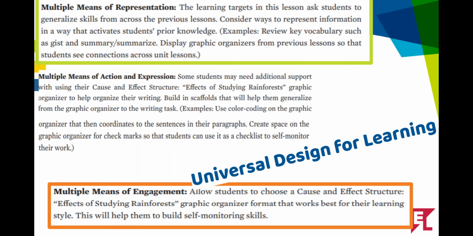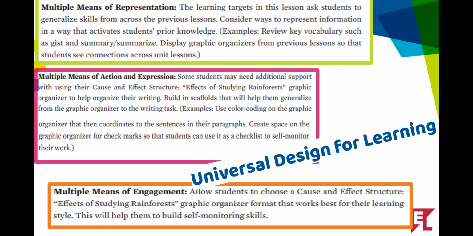Some students may need additional support with using their cause and effect structure graphic organizer to help organize their writing. Some examples include using color coding on the graphic organizer that then coordinates to the sentences in their paragraphs, and creating space on the graphic organizer for check marks so that students can use it as a checklist to self-monitor their work. Allow students to choose a cause and effect structure, "Effects of Studying Rainforests," graphic organizer format that works best for their learning style if needed. And that will allow choice and possibly increase engagement.